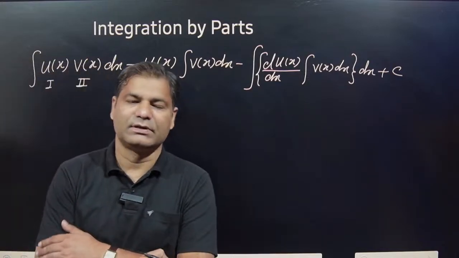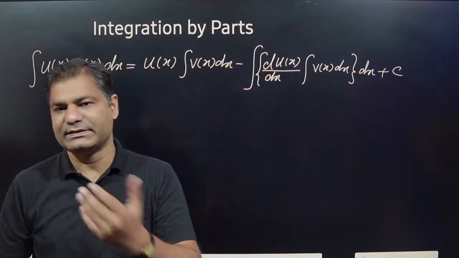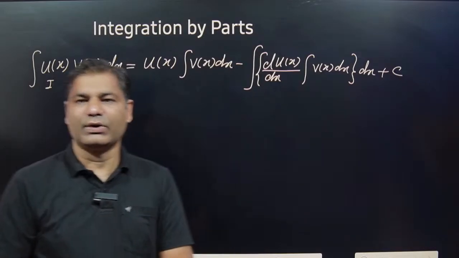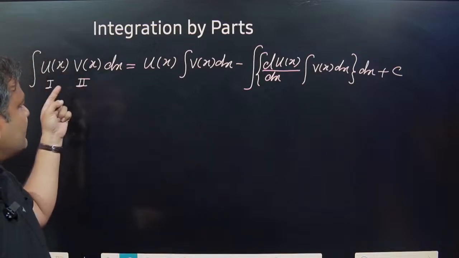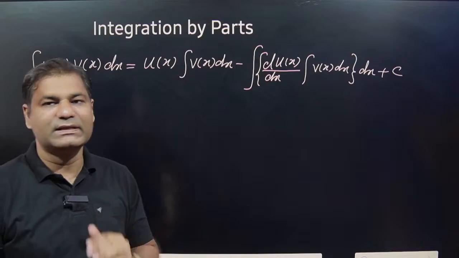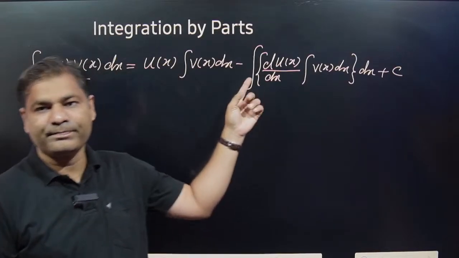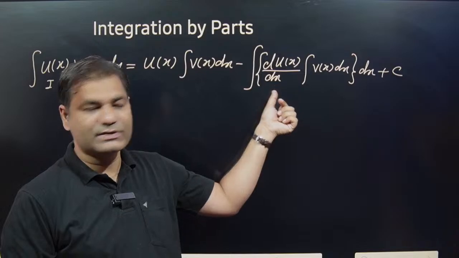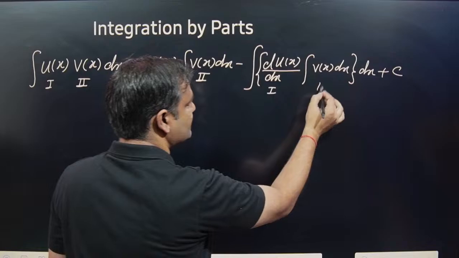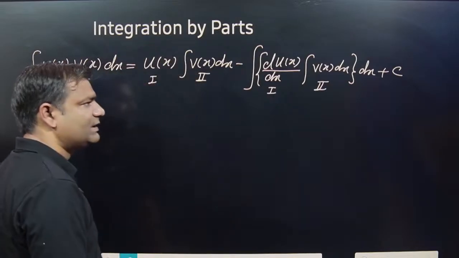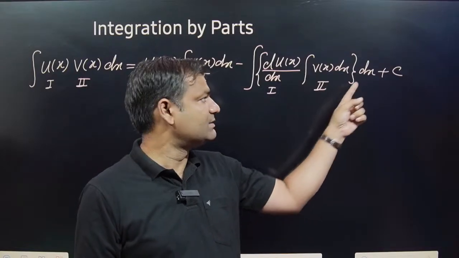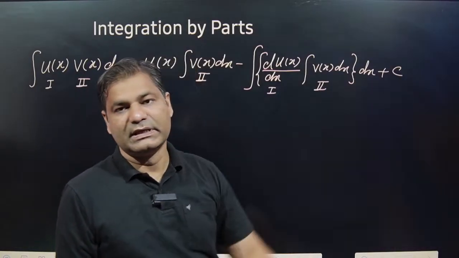This is the formula if two functions are given, f of x and g of x, or you can say u of x and v of x. Then how do we apply it? First u is taken as the first function and this one is taken as the second. So first into integration of second function, minus integration of differentiation of u(x), the first function, into integration of second. After solving these two, integrate again, and then plus c is also added.